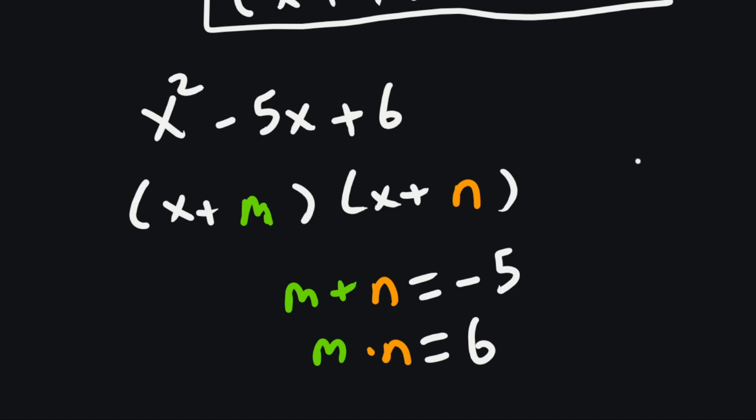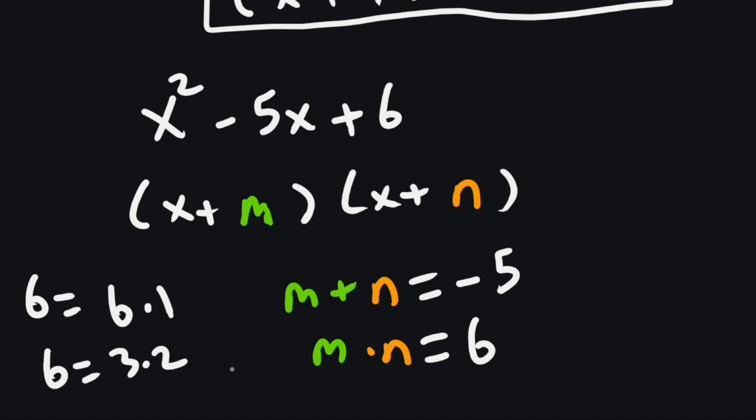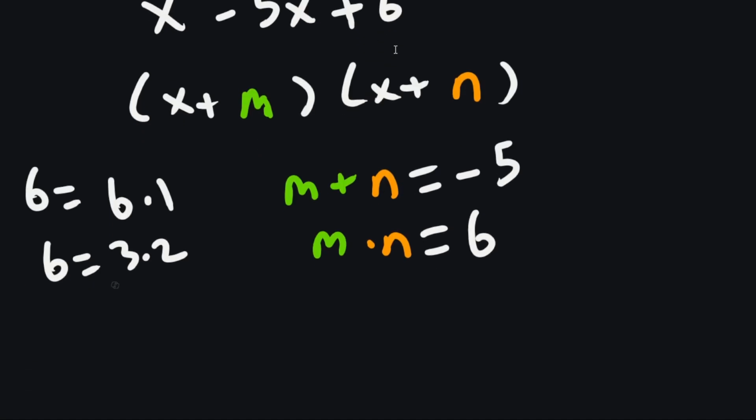And let's look for factors. What can 6 be written as? So 6, let me write it over here, can be written as 6 times 1, or it could also be written as 3 times 2. 6 times 1 or 3 times 2. So 6 can equal 6 times 1, and 6 can equal 3 times 2. And let's try them both out.